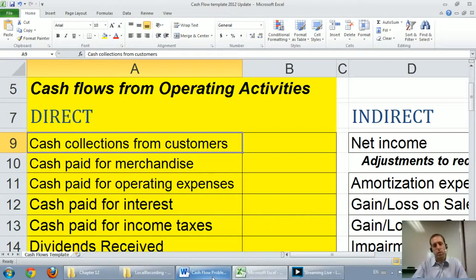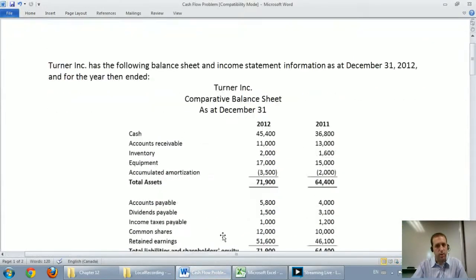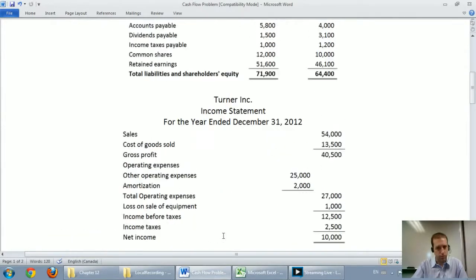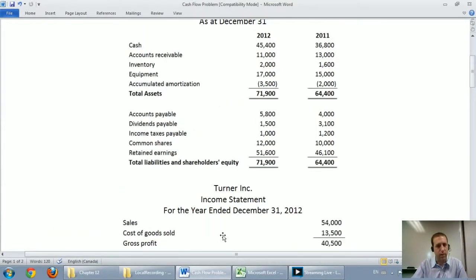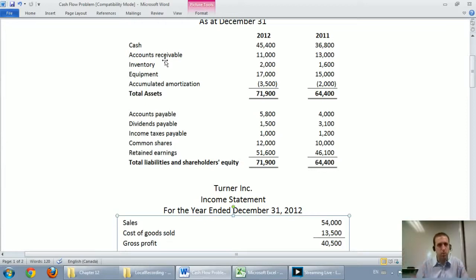And what I encourage my students to do, and what I'd encourage you to do, is to look at the financial statements and say, what accounts are involved in getting cash out of my customers? My students are always good at this one. They always get it. The two main accounts involved in getting cash out of my customers are sales on the income statement and accounts receivable on the balance sheet. Those are the two main accounts involved in collecting cash from your customers.